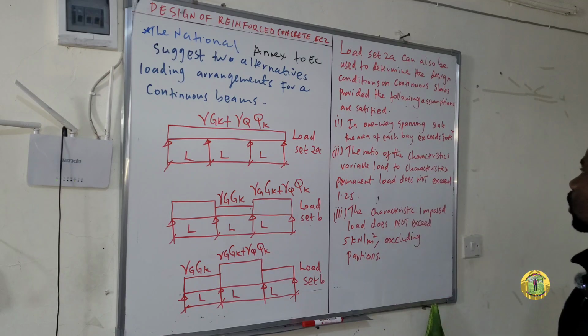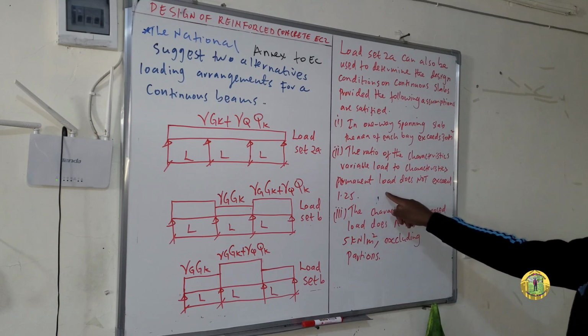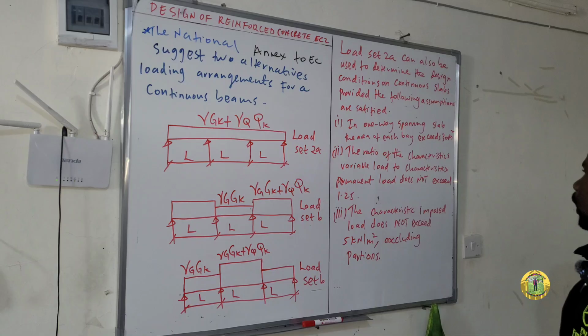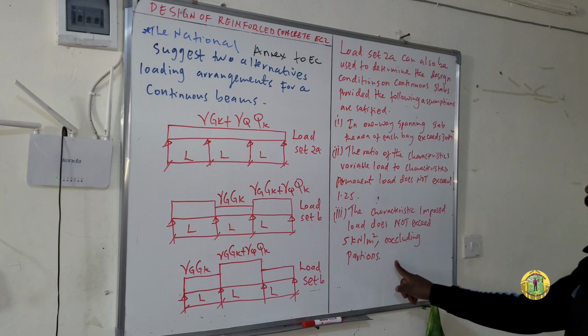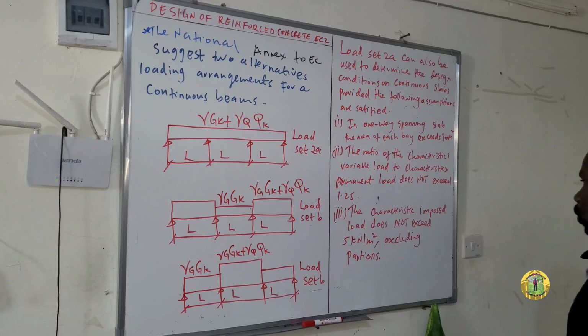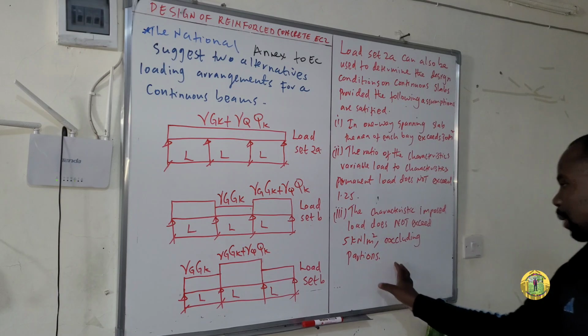So Roman 1, in one way spanning slab, the area of each bay exceeds 30 square meters. And then Roman 2, the ratio of the characteristic variable loads to characteristic permanent loads does not exceed 1.25. And then the last one, the characteristic imposed load does not exceed 5 kilonewton per square meter, excluding partitions.